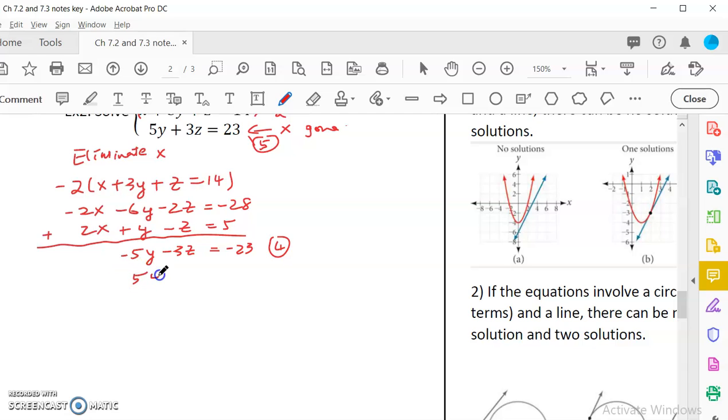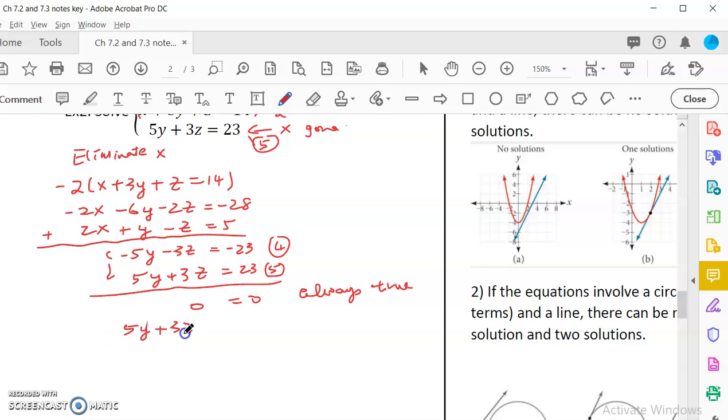And then you can see that actually there's something fishy over here. You can see that they're opposite to each other already, so that's really good. So this is my 4 and 5. I have this 2x2. I have to solve them, but they are already opposite. If I add them, I have 0 equal to 0. This is always true. In an always-true situation, the solution is the line already. So you can say 5y plus 3z equal to 23 is a solution.